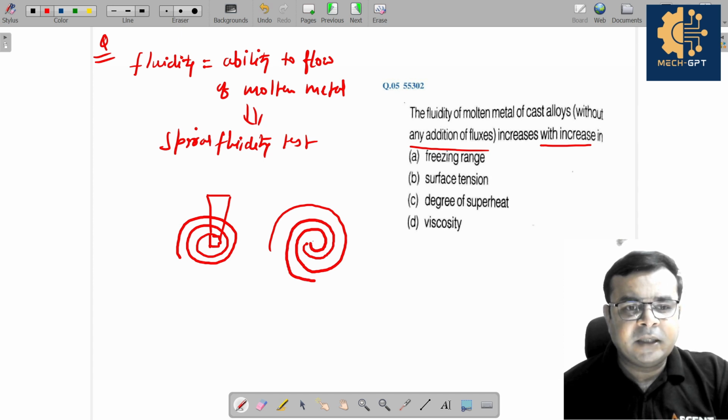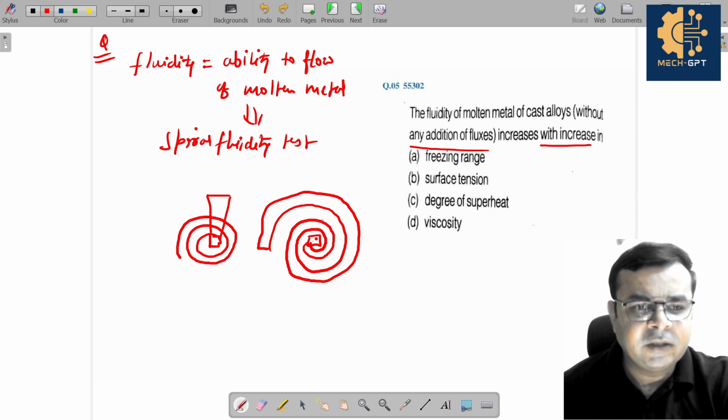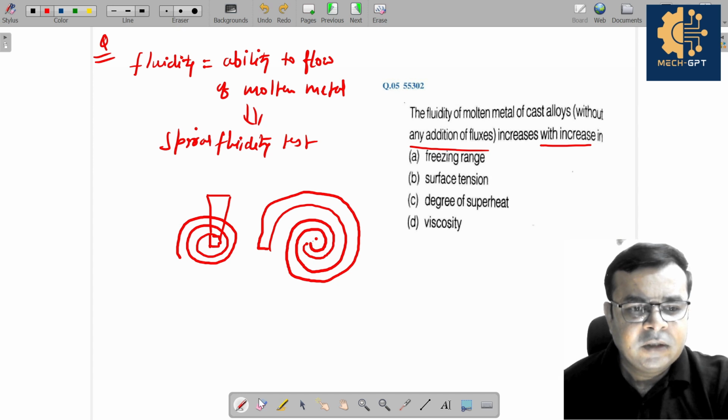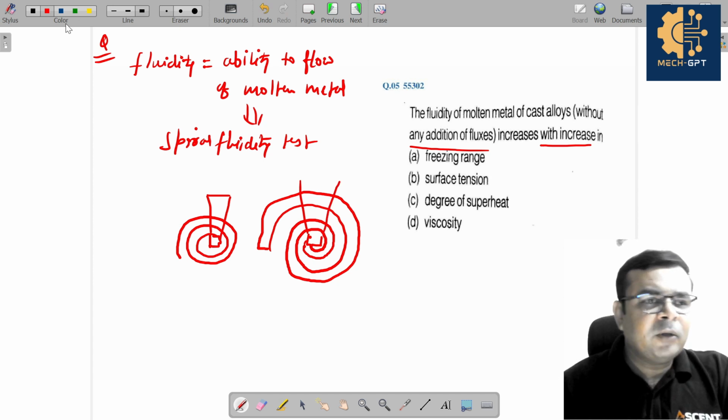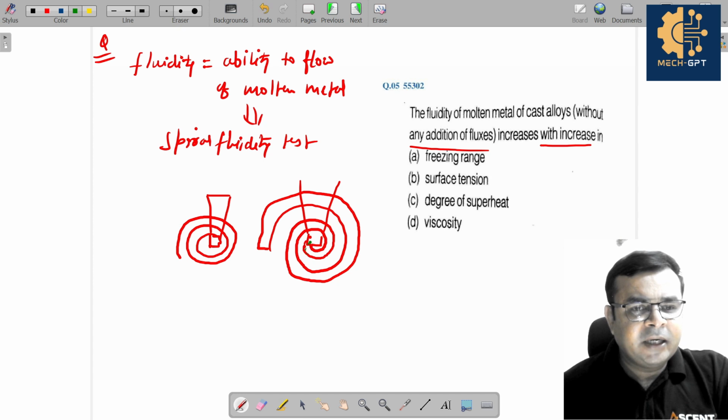With the help of this pattern, you can make a mold cavity like this. Let's say this is a mold cavity. Correct? And here we have a sprue base, and this is connected with the sprue base and the sprue. Correct? Now when you pour the molten metal, then this molten metal enters from here.